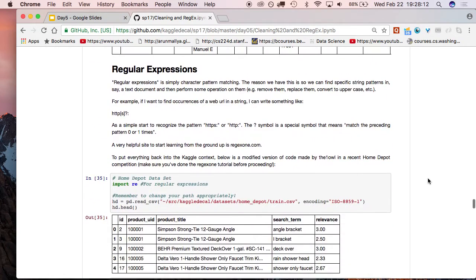Yeah, so data science is not really a science. It's more like alchemy. Yeah. Sorry about that, guys.